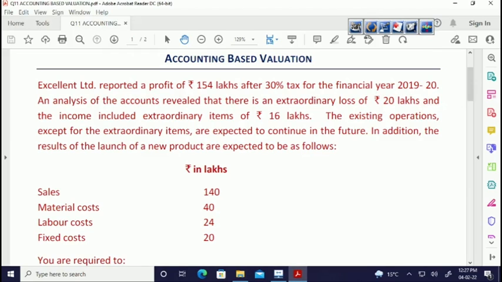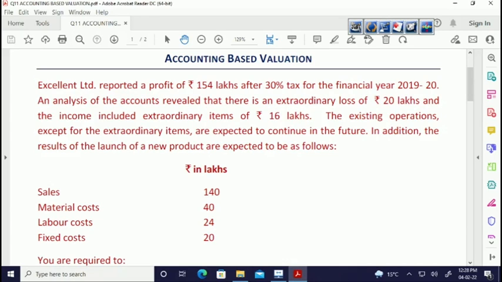Excellent Limited reported a profit of 154 lakhs after 30% tax for the financial year 1920. An analysis of the accounts revealed that there is an extraordinary loss of 20 and extraordinary income of 16. So you understand what we have to do. We have to find out the sustainable earnings. So first of all, we make the 154 pre-tax. 154 divided by 0.7. That's 220 lakhs is the PBT.